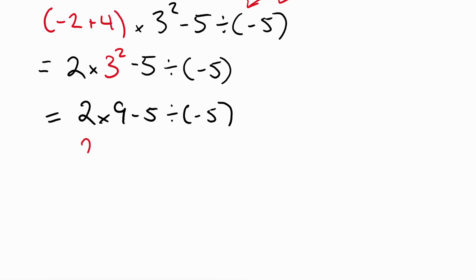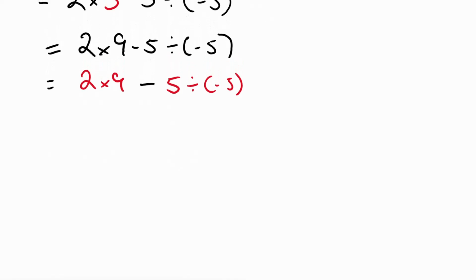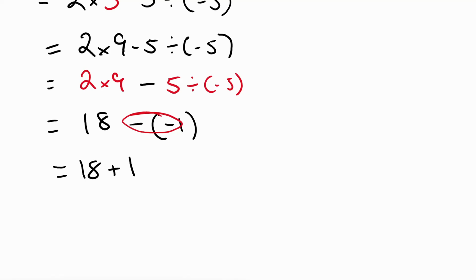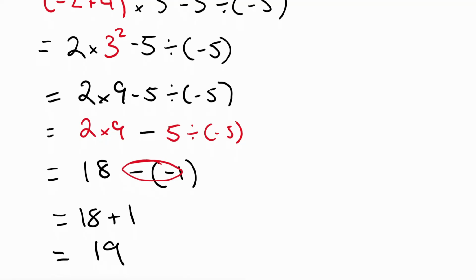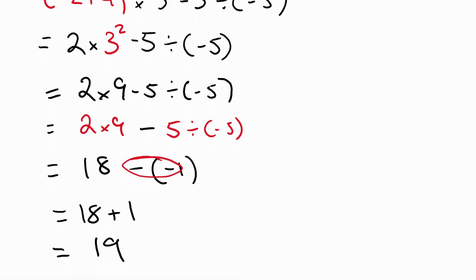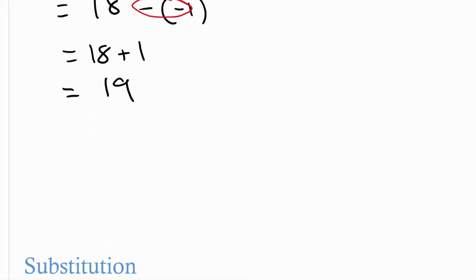So we're actually going to do our 2 times 9 and our 5 divided by negative 5, ignoring the subtraction just for now. So now that we've got that, we end up with 18 take away negative 1. So now we're going to deal with those two negatives. Now remember, if you have two negatives like that, they make a positive because they're the same sign. So we end up with 18 plus 1, which is 19. So that's your order of operations. Brackets, then powers, then multiplication, division, and lastly, adding, subtracting.